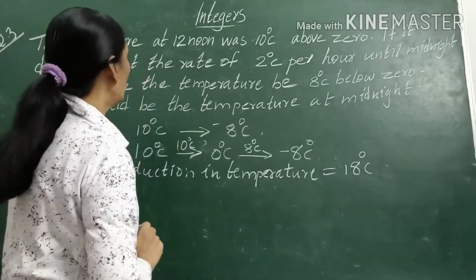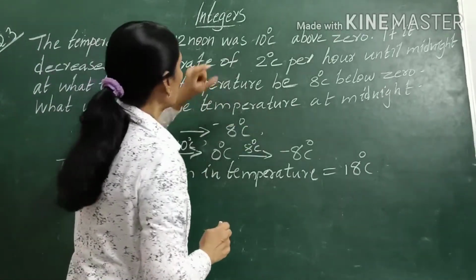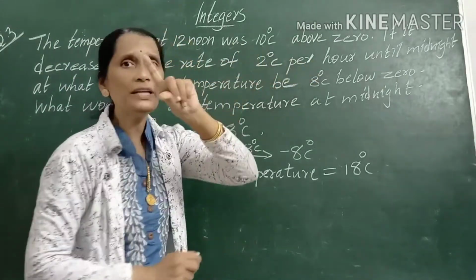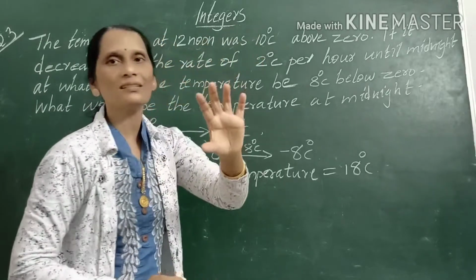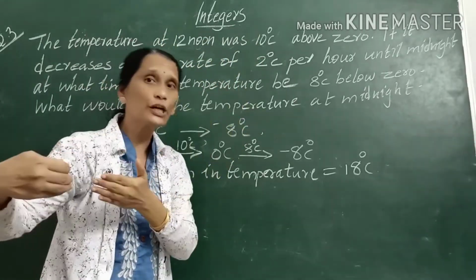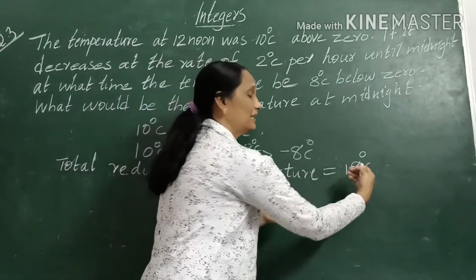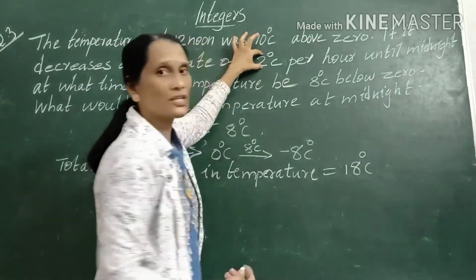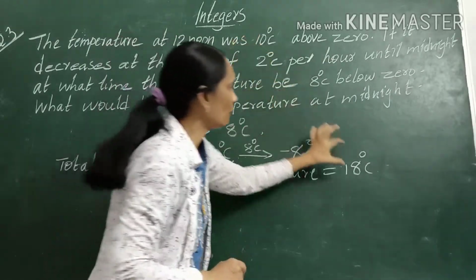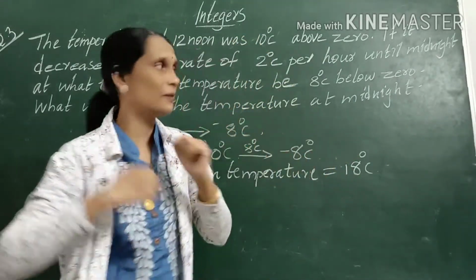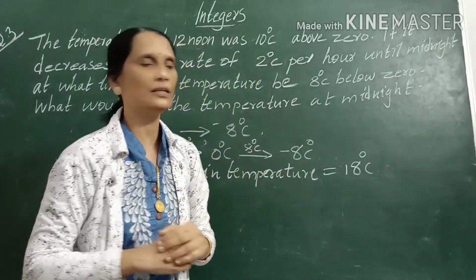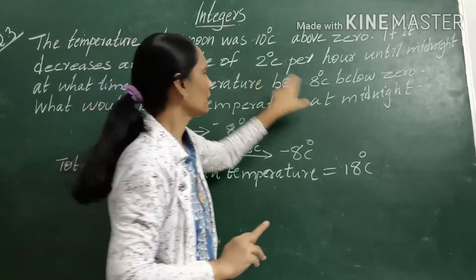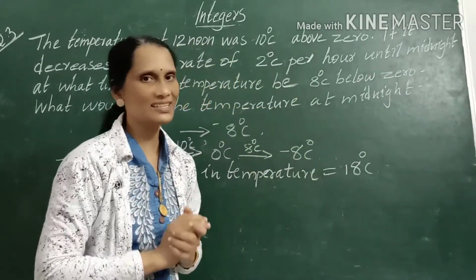Okay. So now, it is told that every hour 2 degrees Celsius is reducing. Here 18 degrees Celsius is reduced. So for 2 degrees Celsius 1 hour is needed. So for 18 degrees Celsius reduction, how many hours are needed? 18 by 2. It is 9 hours needed for 18 degrees Celsius reduction. Did you understand the concept?